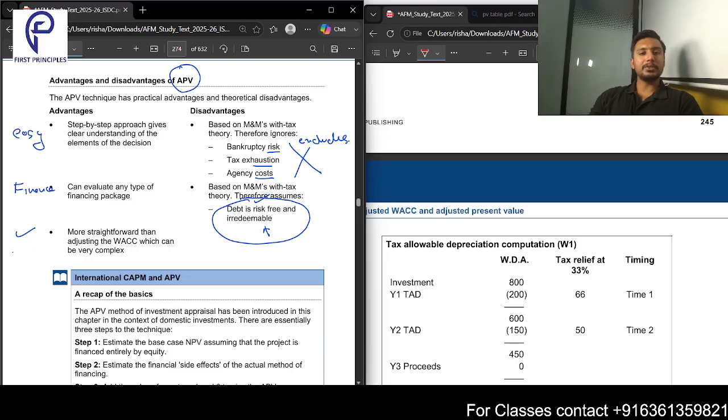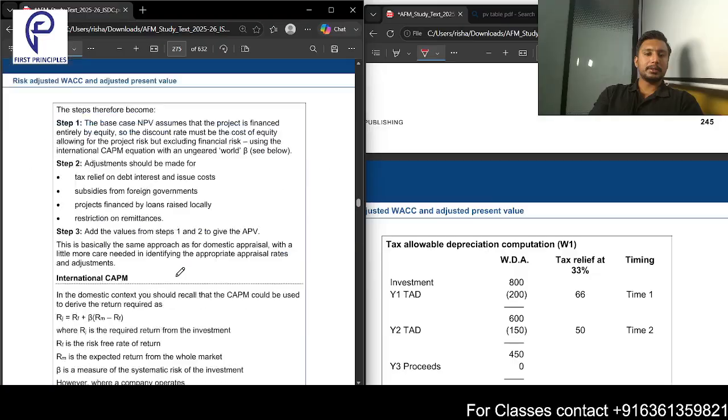After that is established, there is the assumption around the debt being risk-free, and also that it's irredeemable. These are the disadvantages of this method.